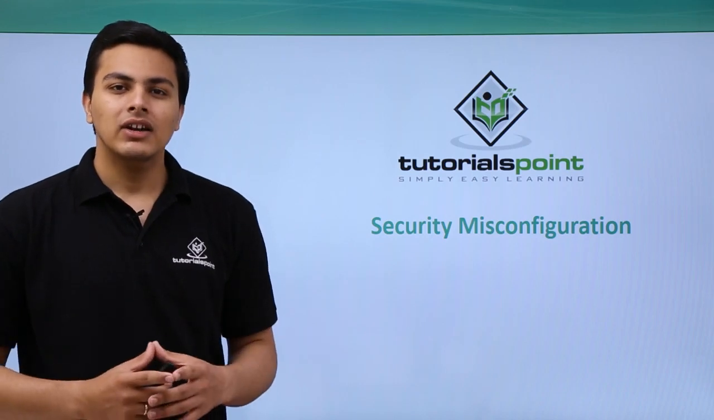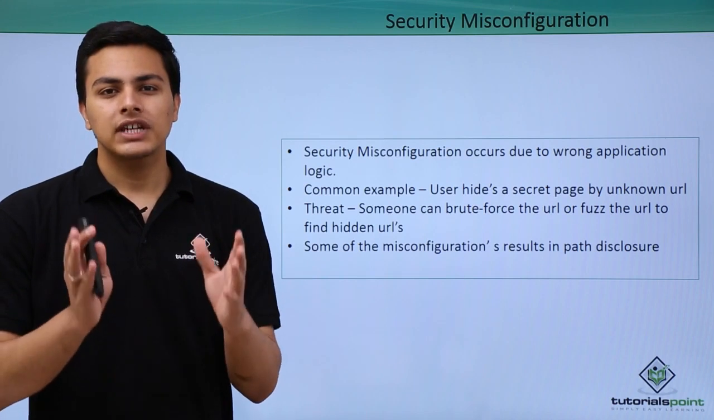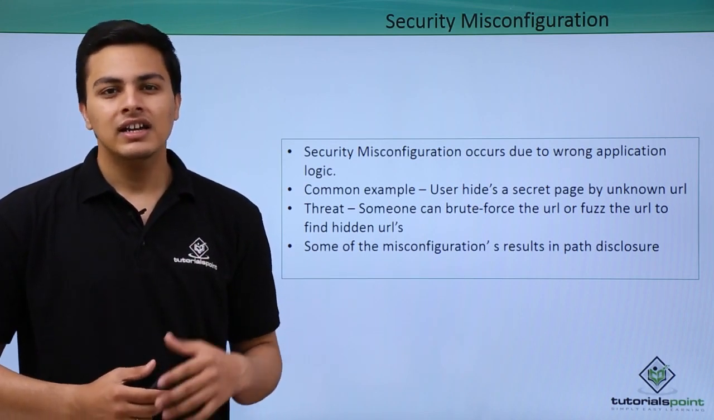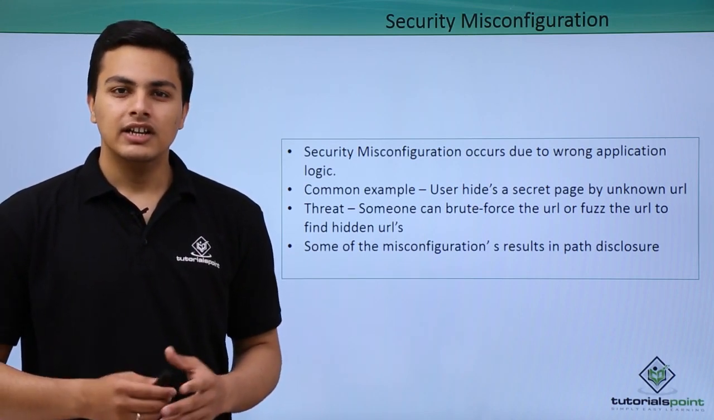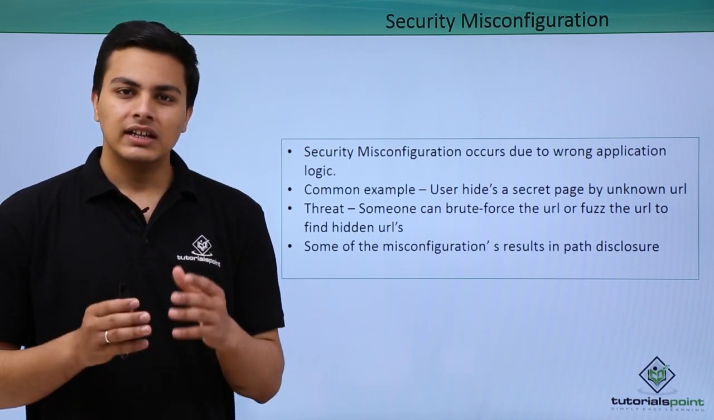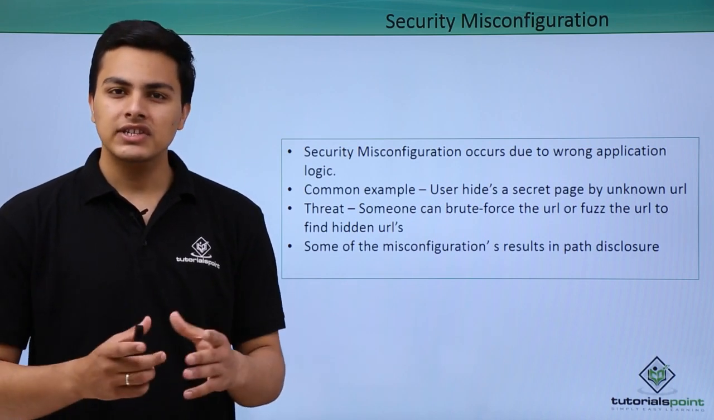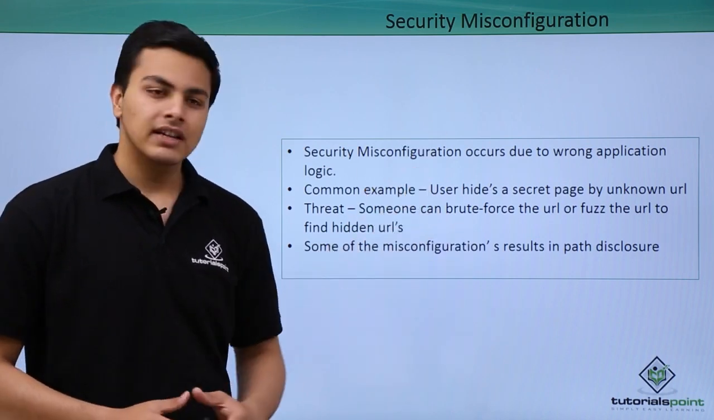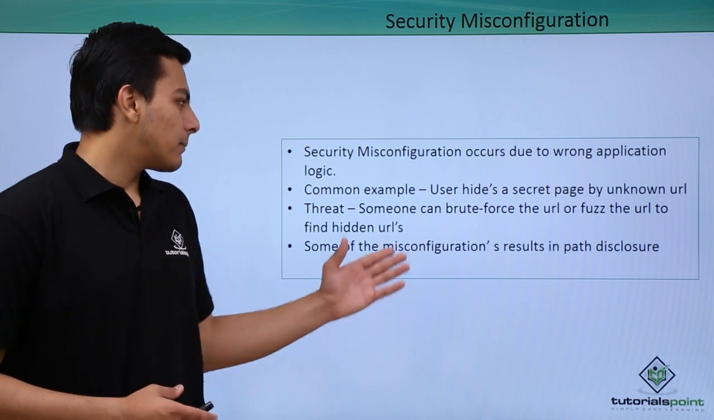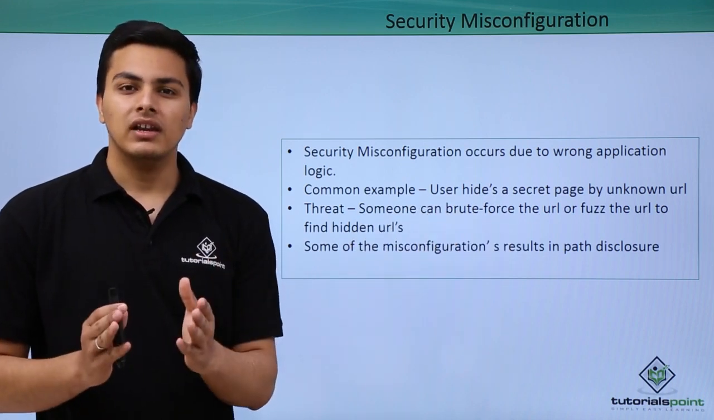Hello everyone, now let's talk about security misconfiguration issues. The main cause of security misconfiguration issues is wrong application logic. What happens is, while developing a web application, the web developer implements some wrong application logic which results in security misconfigurations. One of the common examples is a user hiding secret pages by an unknown URL.